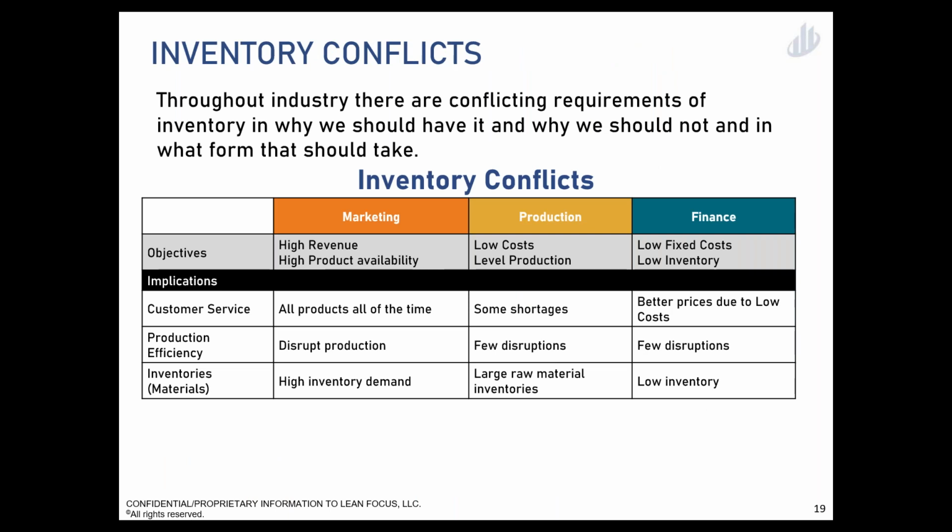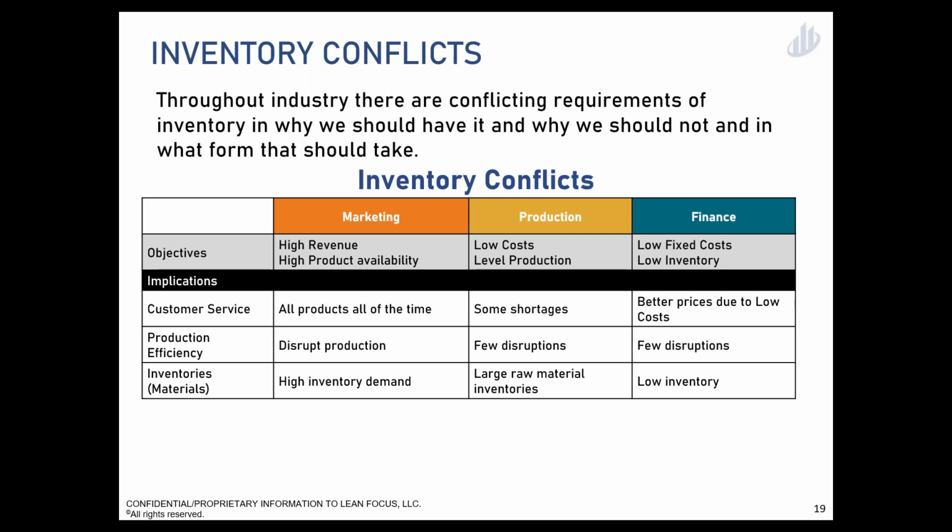If you talk to a marketing person or a salesperson, their objective is, I want to be able to sell anything that the customer dreams up at any time, and I want to be able to ship it immediately. I want high revenue and high product availability, so I want everything on the shelf all the time. If I have to, I'm going to interrupt a production run if I get a last-minute order, and I'm going to make sure I get to ship it. And I'm going to have really, really high inventory. Stack it to the ceiling. I want as much as I can have. So that's the sales and marketing view.